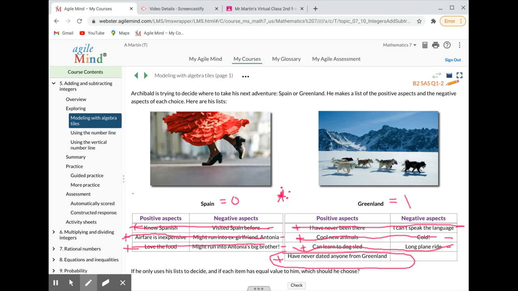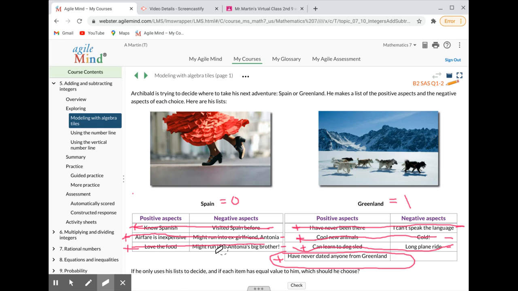Greenland. We're going to Greenland. Archibald is looking for a new date. That's what it says. He's done with Antonia. It's time to go to a new country because everybody in Spain is just, they're Antonias. All right. Does that make sense, Asia? Throw me a thumbs up or something. Yes. All right. Good deal.